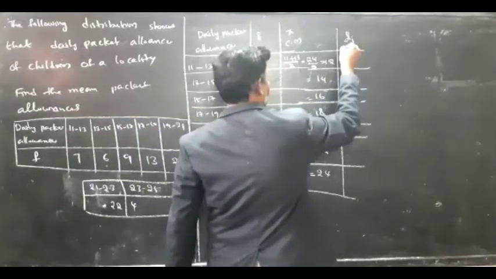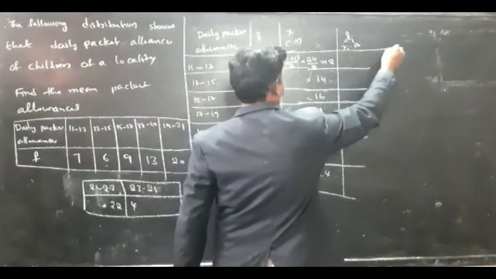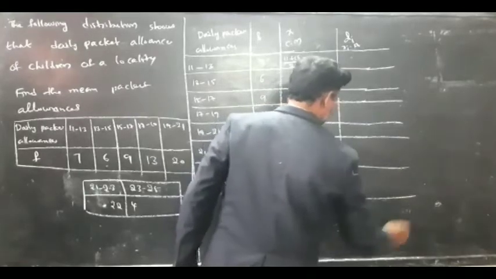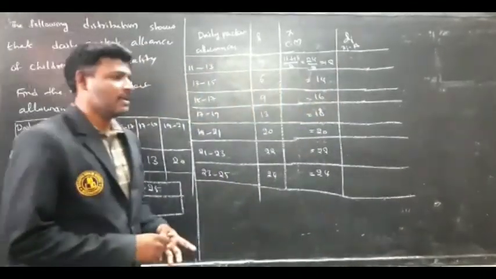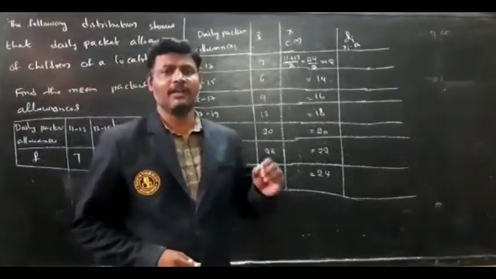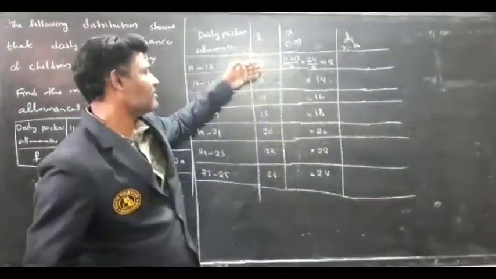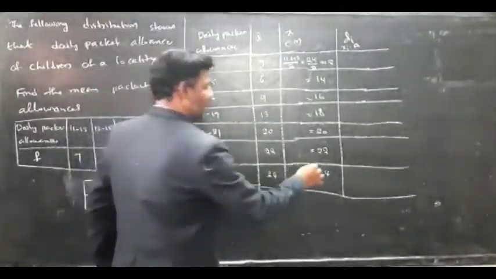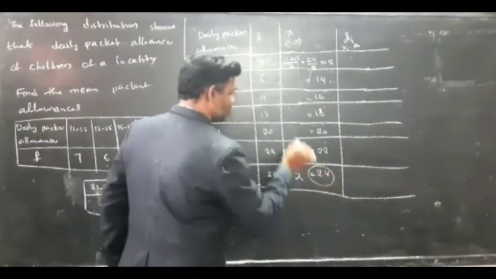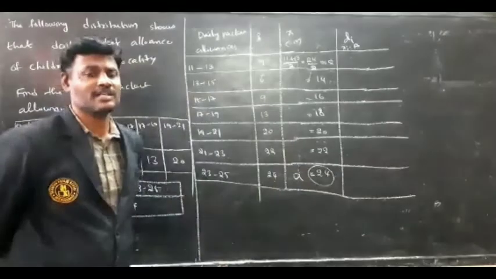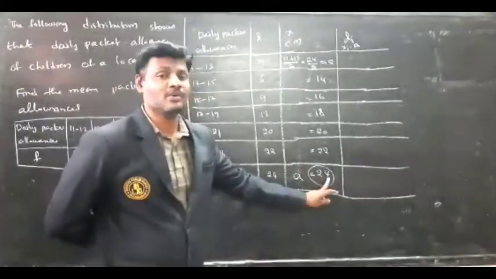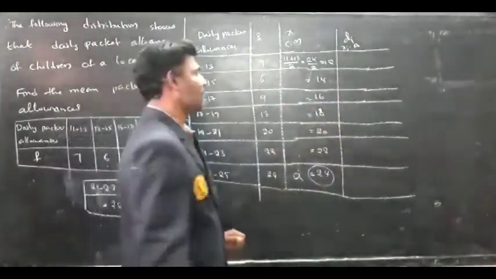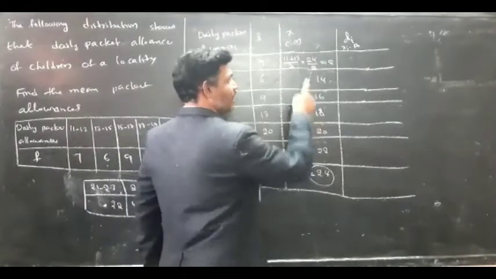Then I need Di. Di means deviation. What is the formula to find Di? Xi minus A. To find the deviation, Xi minus A. So for that I need one assumed mean value. In this frequency column, what is the highest frequency? 24 is the highest frequency. So the class mid value of the highest frequency I am taking as the assumed mean. So the class mid value of the highest frequency column, 24, I am taking as A.